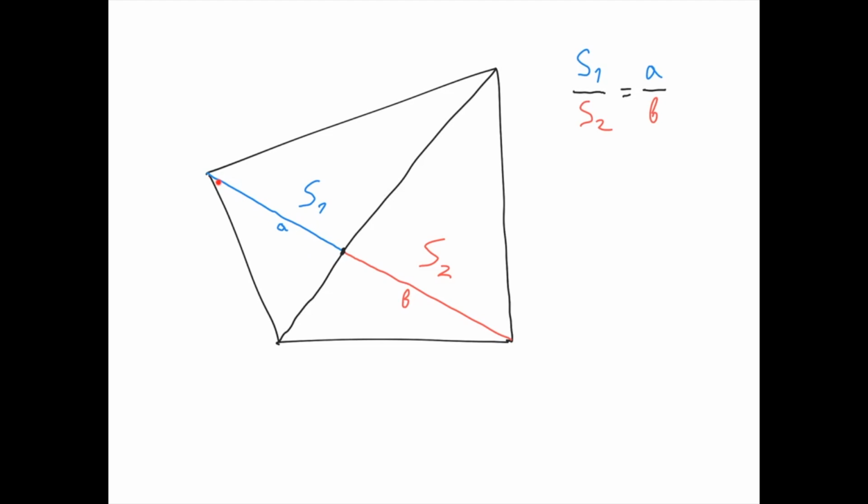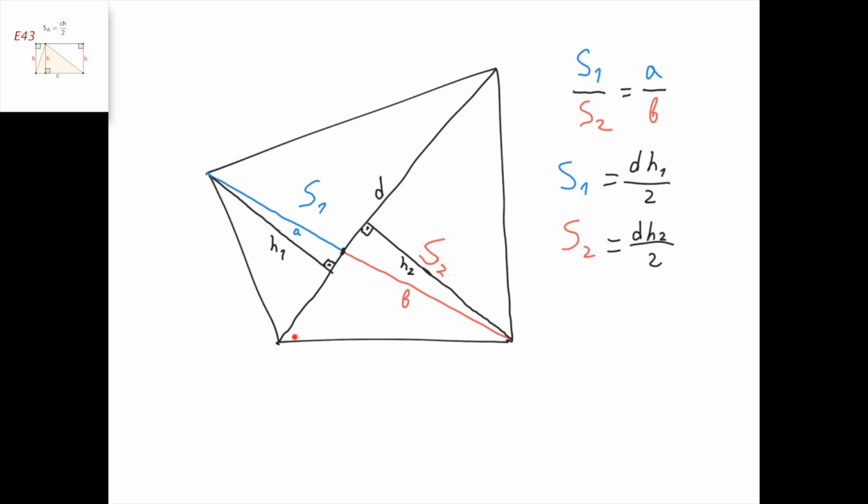Suppose the length of this segment is A and the length of this segment is B. Then it turns out that the ratio of the areas S1 divided by S2 equals A divided by B. Let's drop the altitudes from this vertex to the diagonal and from this vertex to the diagonal. Suppose the diagonal has length d, and the altitudes from here and from here have lengths h1 and h2.